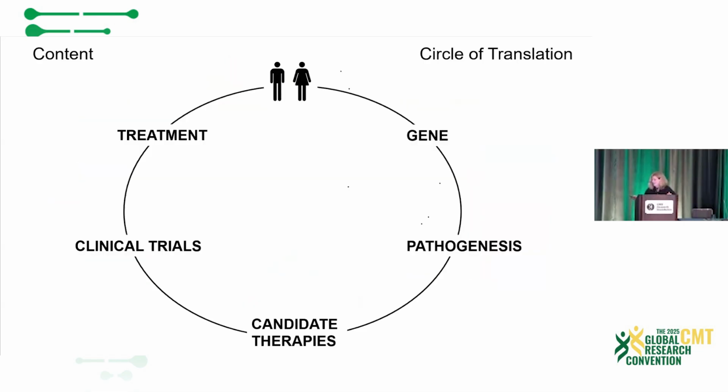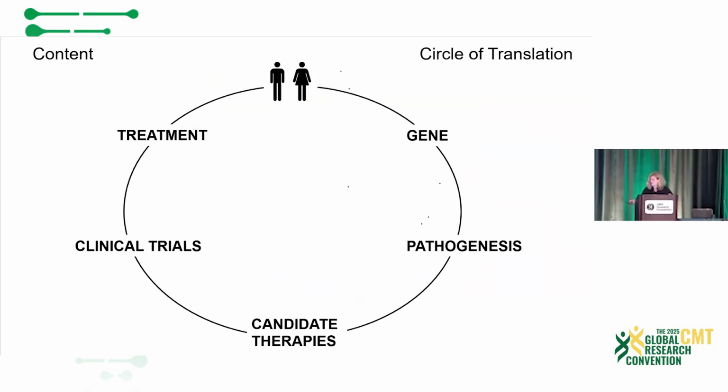When we think about working out how to treat CMT, we start with the patient. The first job is to find the causative gene. The next job is to find out how that gene causes the disease. That's often where we do a lot of preclinical work, finding out how the protein that gene makes causes the disease.